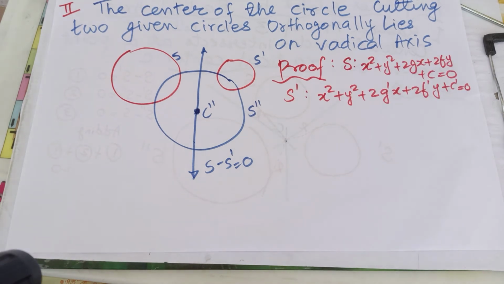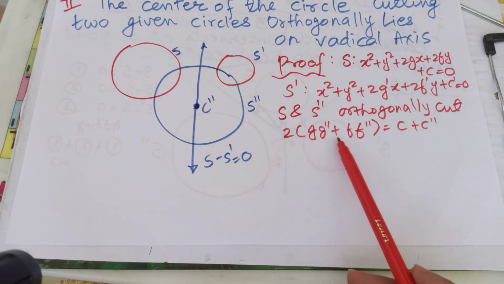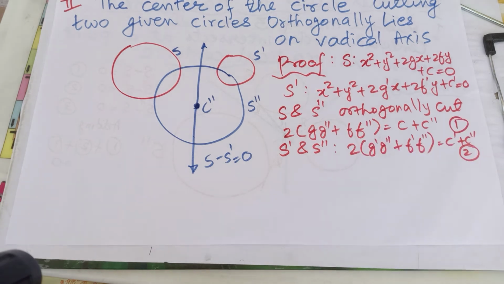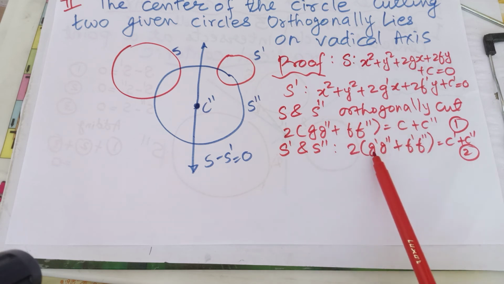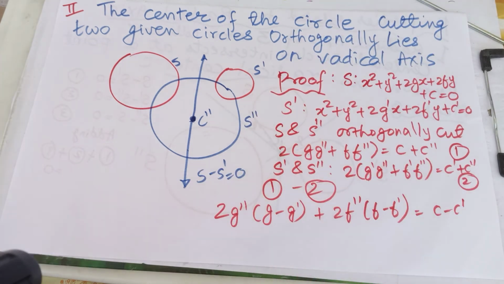Now since the third circle S double dash intersects them orthogonally, then we will apply the condition of orthogonality like this. S and S double dash orthogonally cut is this: 2G double dash plus F double dash equals to C plus C double dash. Similarly for S dash and S double dash, we can write like this. Instead of G, F, C, we have written G dash, F dash and C dash. Now subtracting the 2 equations, we will get this.